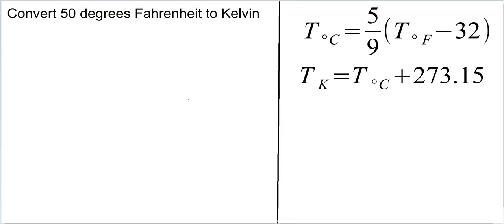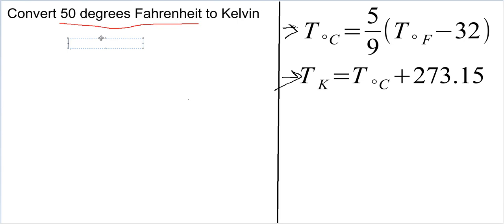Now, to do so, we're going to do this in two steps because we have two different relationships that we can use to convert temperatures. We're going to start off by converting Fahrenheit to Celsius, and then we'll convert Celsius to Kelvin. So we're going to start at the top. In order to do this, all you really need to know is which system you are in at the start. So we're starting off with Fahrenheit.